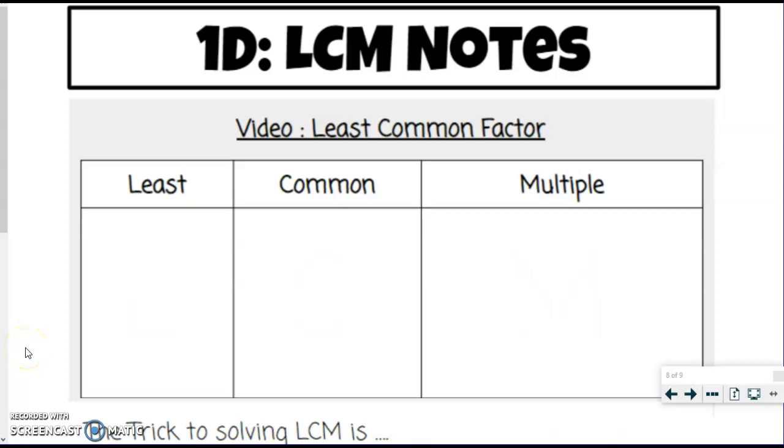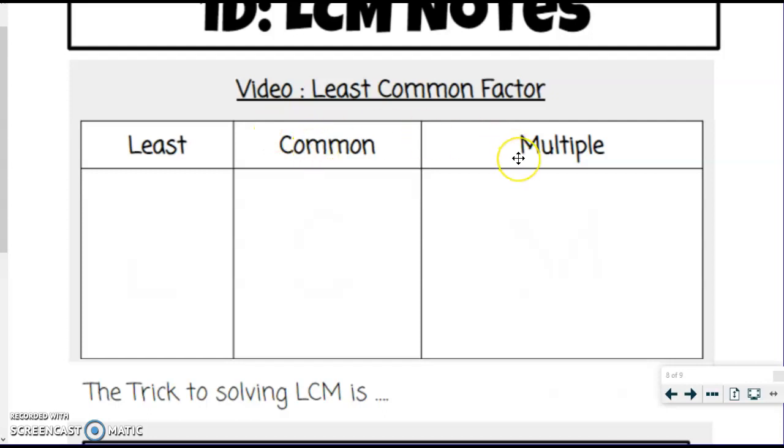Okay, let's finish up these last bits of notes in level 1. So you just learned about GCF. The last thing to learn about is LCM, which is the least common multiple, okay?